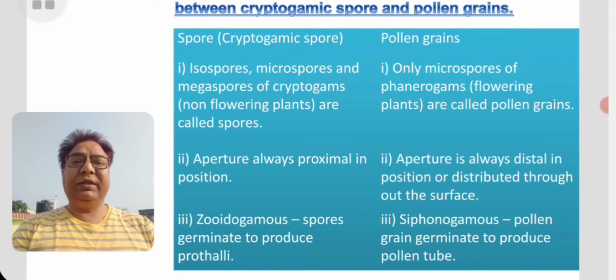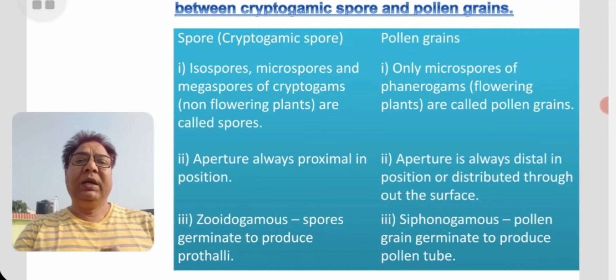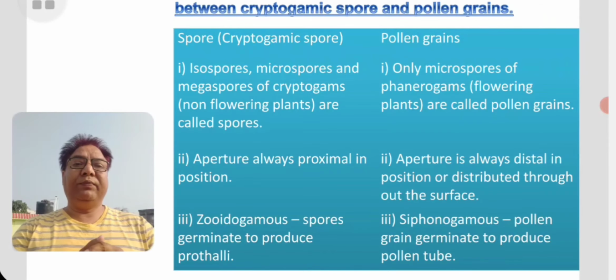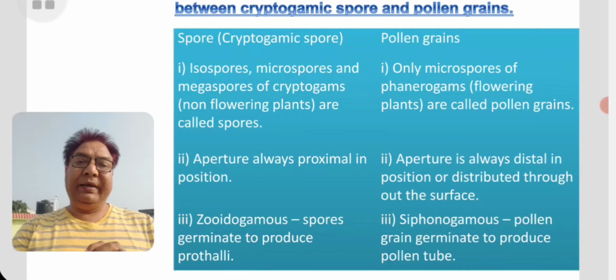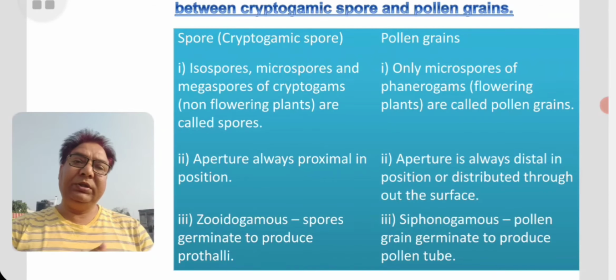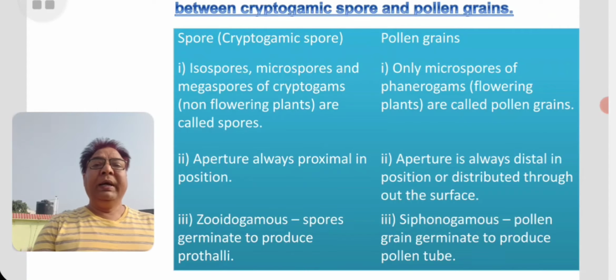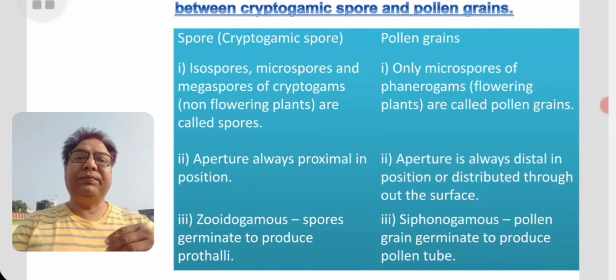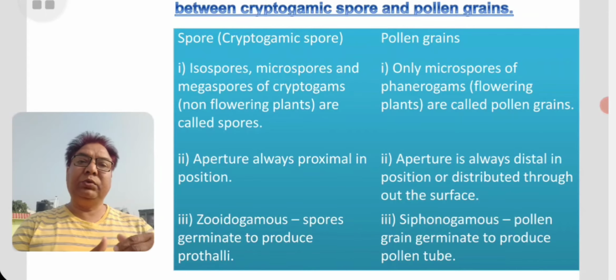Antherozoids, which are flagellated, just like the sperms of animals, swim in the film of water to reach the egg, which is residing in the archegonial venter. So this is the mode of transfer of the male gametes to the female gamete, and then fertilization occurs there.